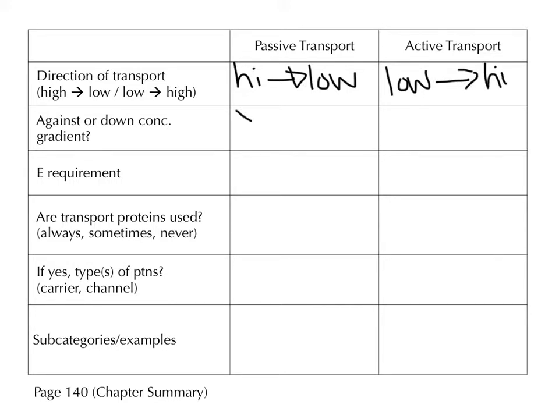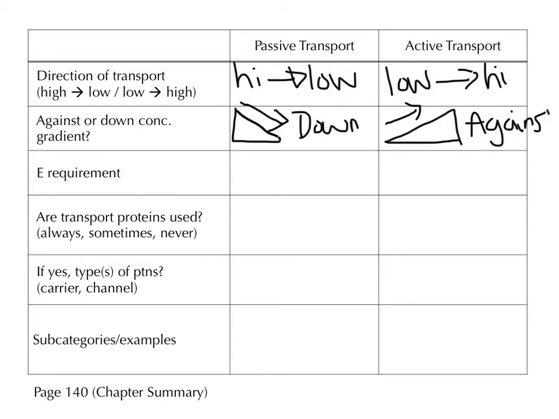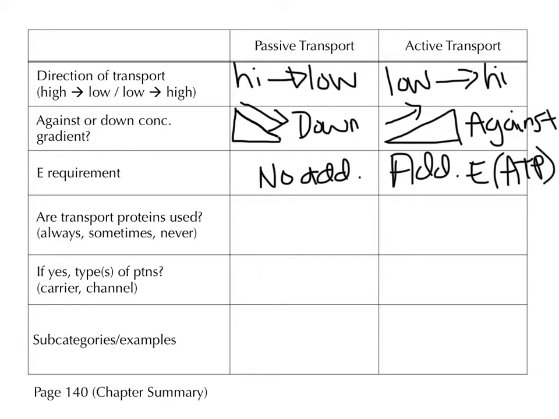That means, I think of it as a triangle. If we're going from high concentration to low, we're going down the concentration gradient. And if we're going from low concentration to high, we're going against the concentration gradient. The concentration gradient just means the difference in concentration across a membrane. Energy requirement: no additional energy required for passive. Additional energy required for active, frequently in the form of ATP, but not always.